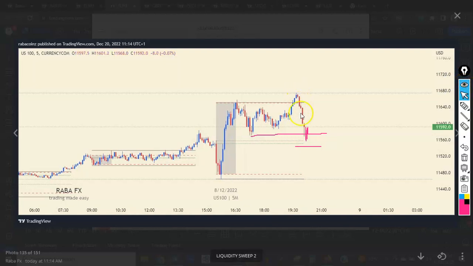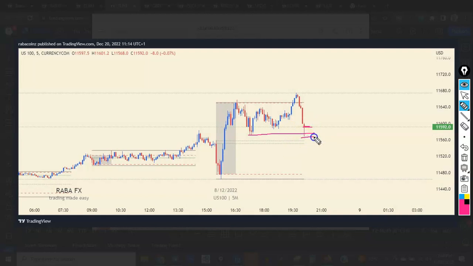As you can see, market came down and swept the liquidity with that wick and gave a rejection. Okay. Now, once this 5 minutes candle closes, you can decide to enter the trade there.